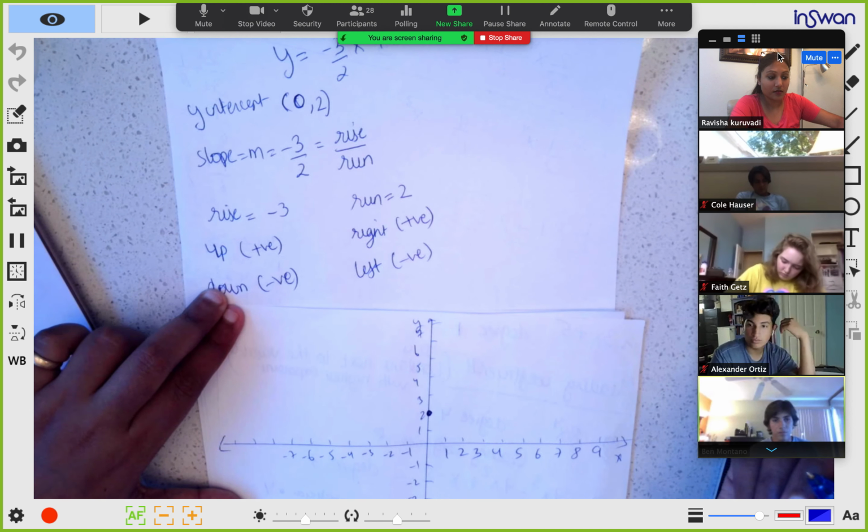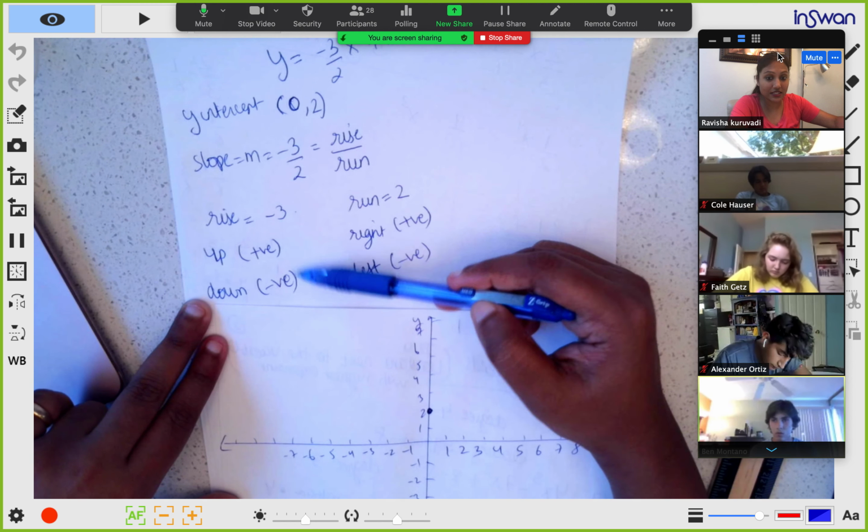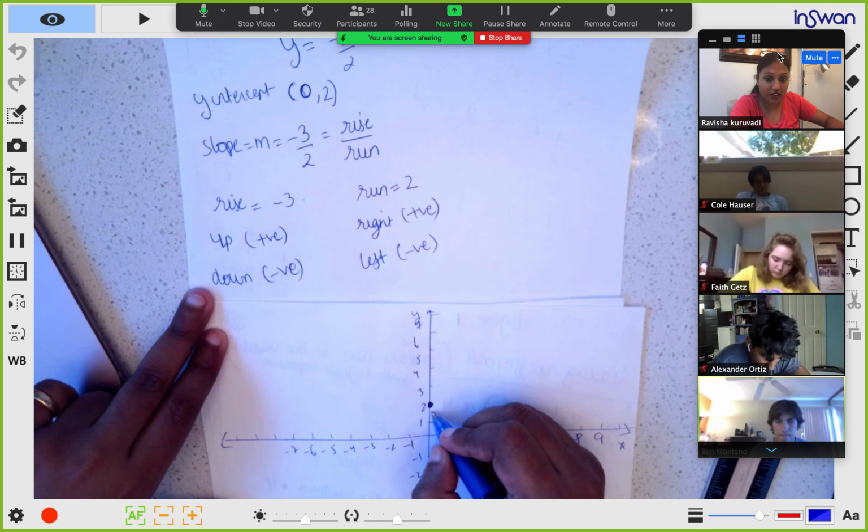And then you just follow the slope. So negative 3, you go down 3. Since it's a negative number, we have to go 3 units down from that point. So this was my point. Since it's negative, I'm going to go 3 down, 3 down from 2.